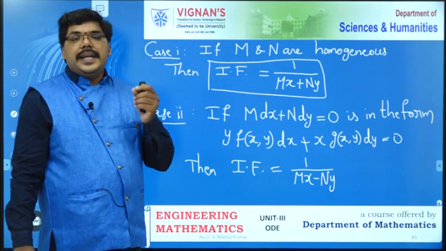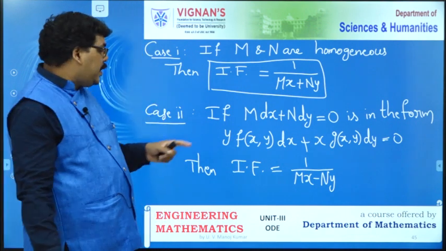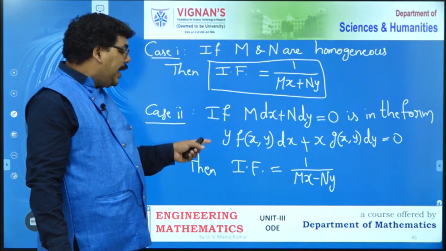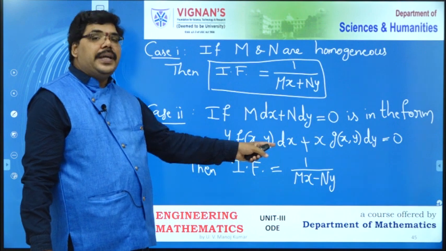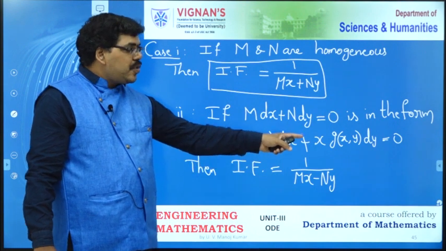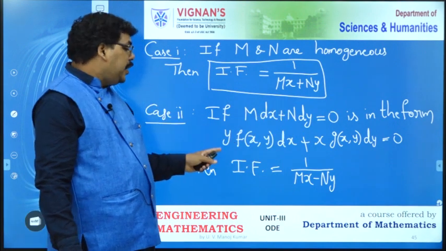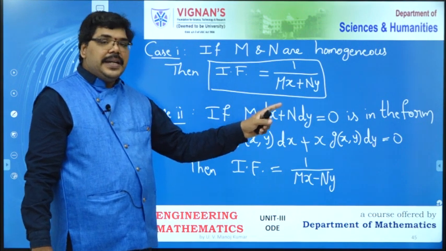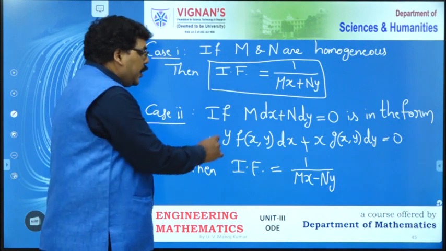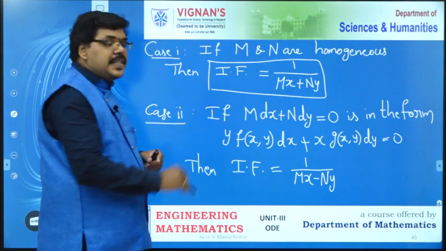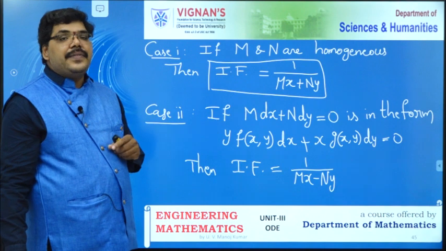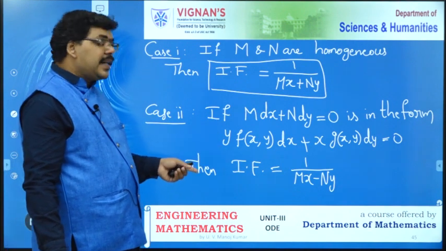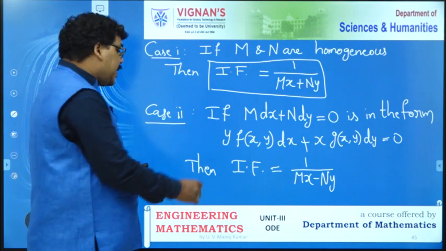See the second case. If the given differential equation M dx plus N dy equals 0 can be written in the form y f(xy) dx plus x g(xy) dy equals 0, then the integrating factor is 1/(Mx − Ny). What is the integrating factor then? 1/(Mx − Ny).